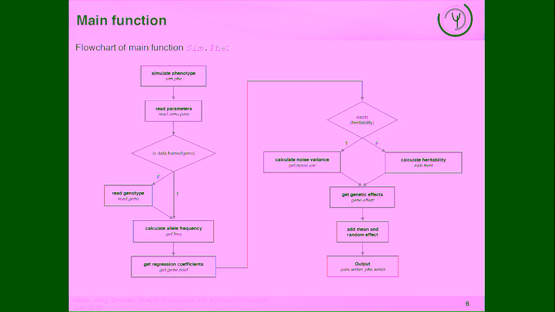I won't show you the details of this model, but I would like to show you the main function, SimPhi. It is like a pipeline of all the functions in the package, which is easy to use. What we need is the information for the parameters for the simulation and also the genotype information. After having this information, the following steps can be run automatically in the function.